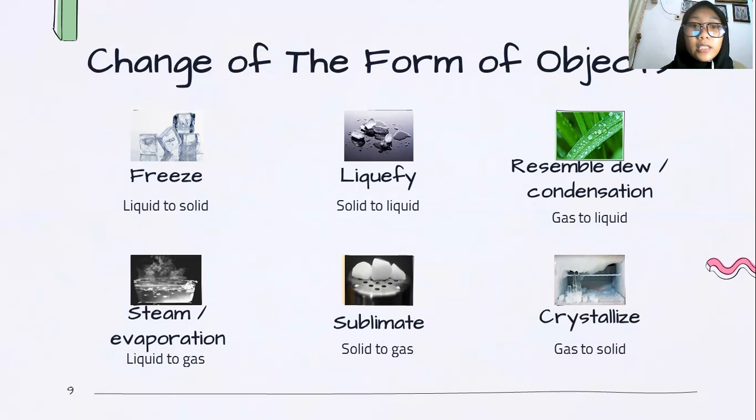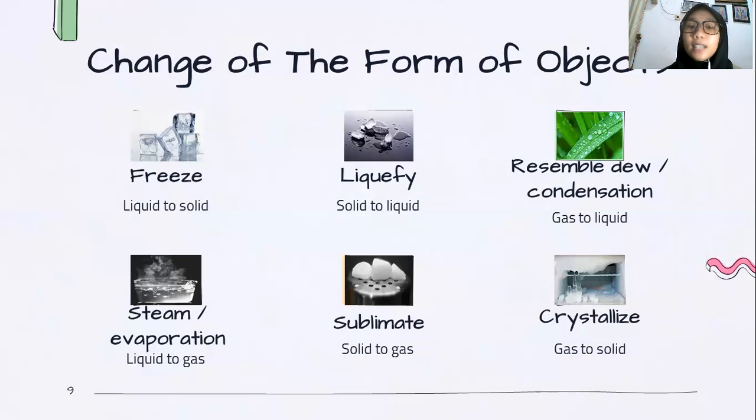Okay, next is steam or evaporation. Evaporation is an event of changing the form of objects from liquid to gas. In this event, the substance requires heat energy. An example of evaporation is if you let boiling water sit, it will eventually run out because it evaporates.